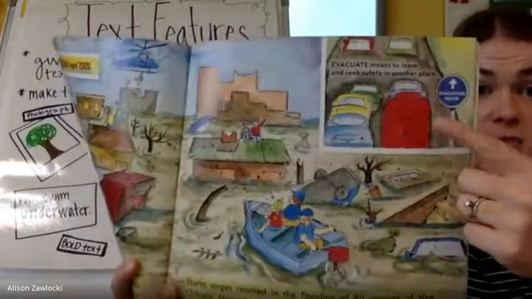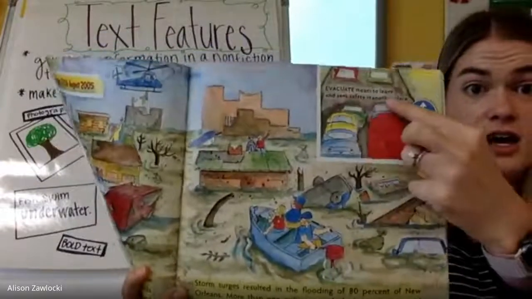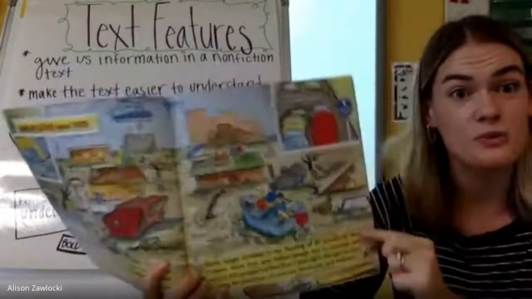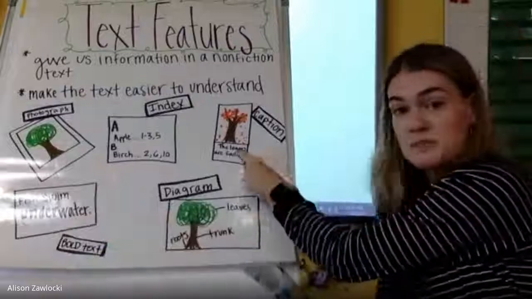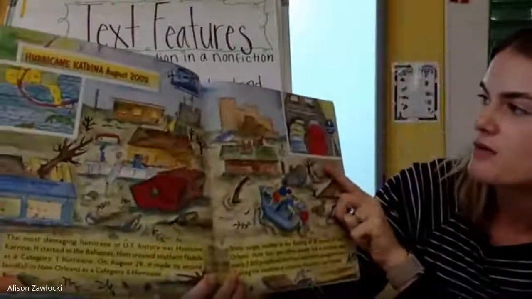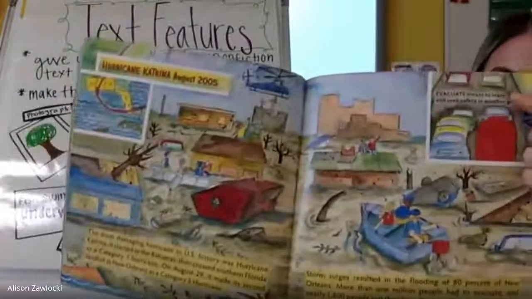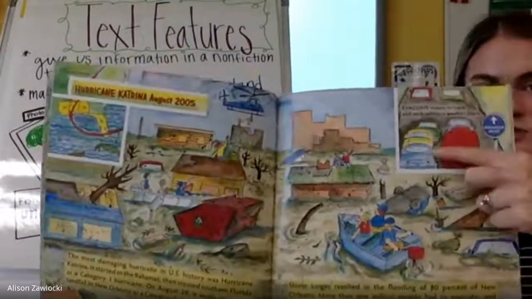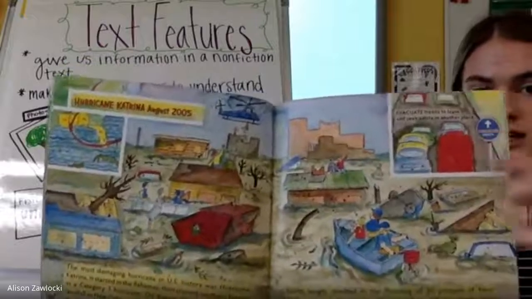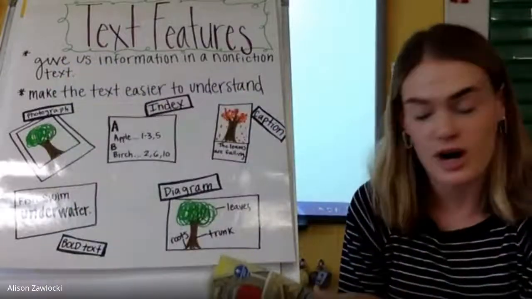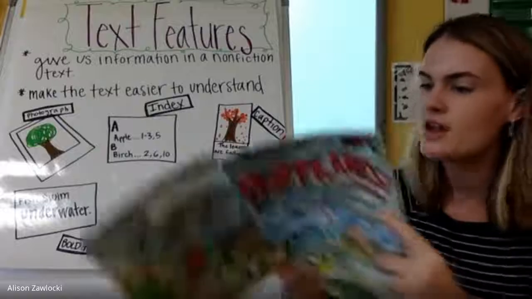I want you to look at this text feature right here. So we see a picture right here, and we see some words that tell us what we're looking at. So that is called a caption. So it says evacuate means to leave and seek safety in another place. So that shows us, the caption of this picture shows us what we're looking at. It teaches us more about the picture.